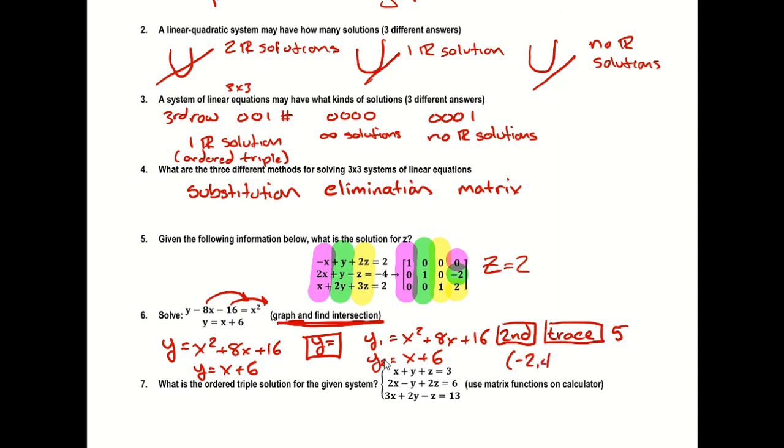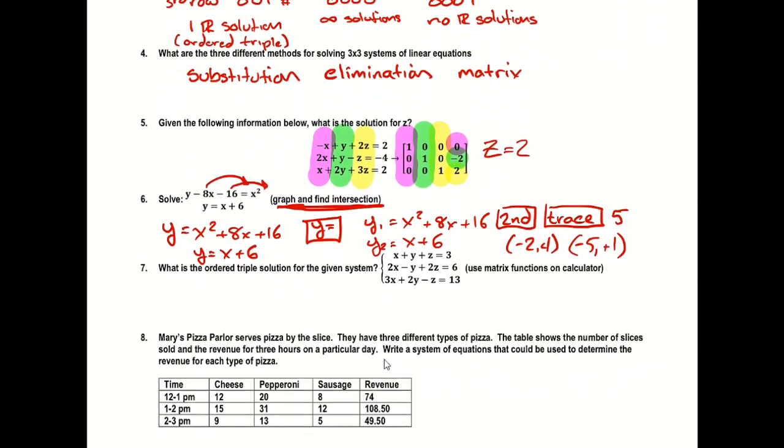And we get -2, 4 and -5, -1. Wait, -1, +1. I think that's a +1. I'm going to say it's a +1. I think that's a typo on mine. Not 100% sure. Now let's see. -5 + 6, 1. Yep, that's a typo. That should be a 1. All right, so that's how we do it graphically.